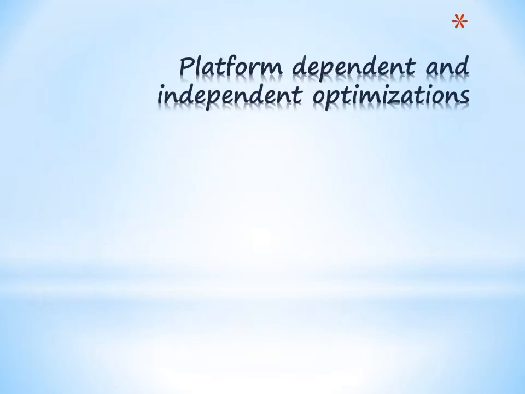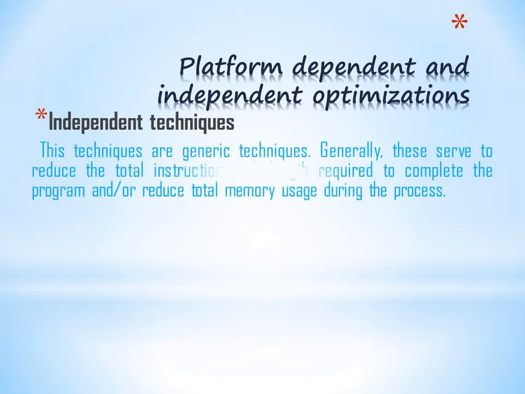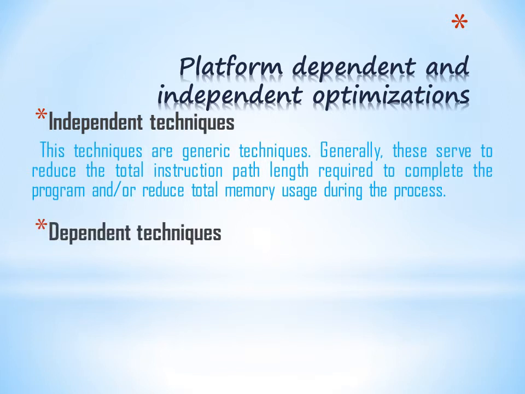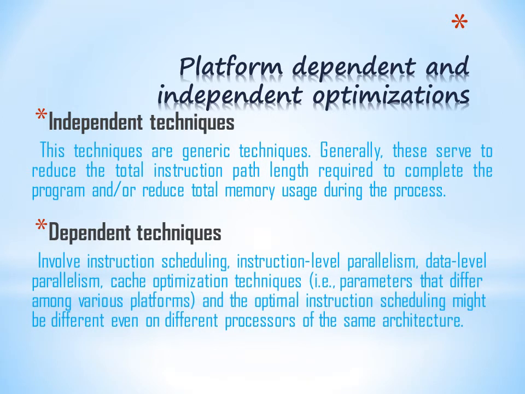Next, let us consider platform-dependent and independent optimizations. Independent techniques are generic techniques. Generally, they serve to reduce the total instruction path length required to complete the program and reduce total memory usage during the process. Dependent techniques involve instruction scheduling, instruction level parallelism, data level parallelism, cache optimization techniques, and the optimal instruction scheduling might be different on different processors of the same architecture.